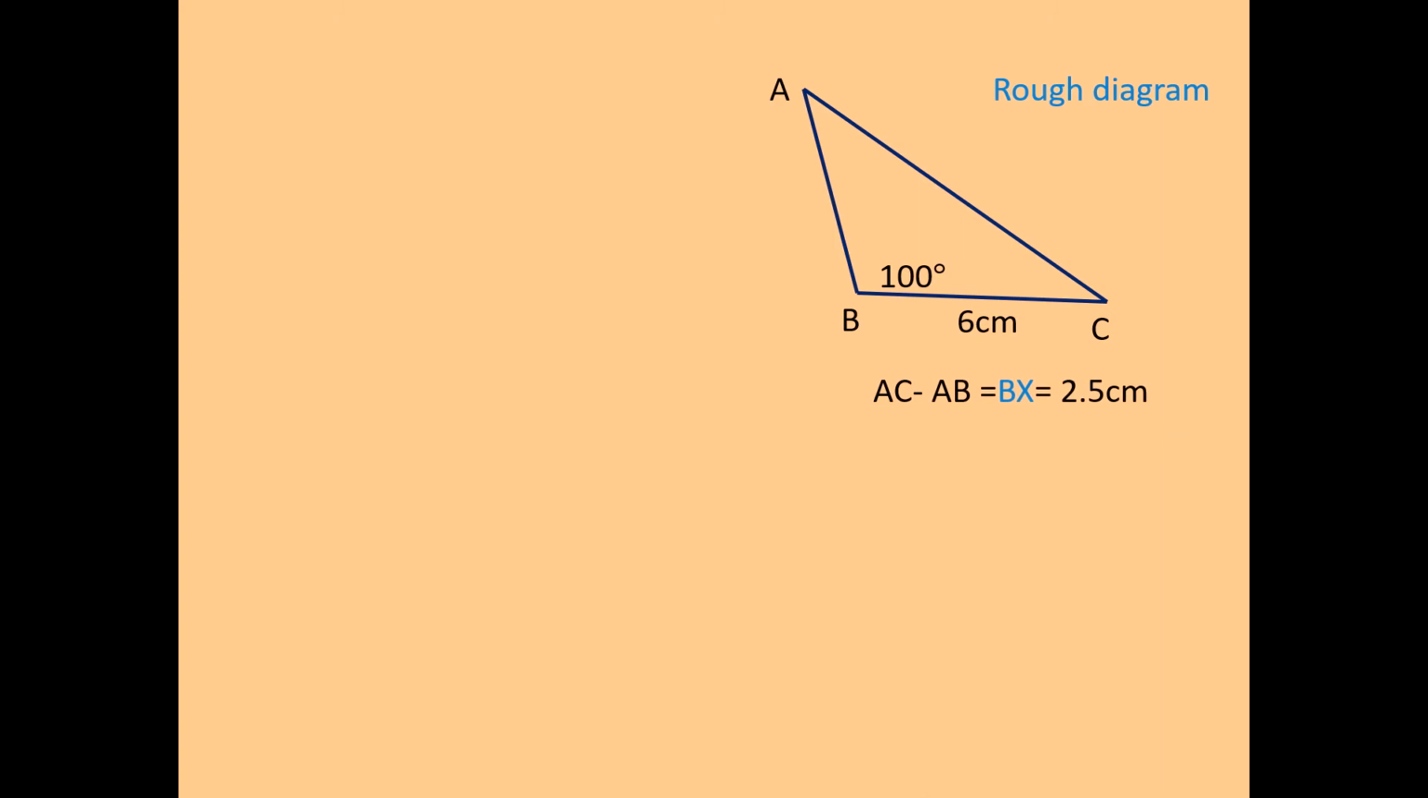Let us see it diagrammatically with the PPT. So we'll draw a rough diagram of triangle ABC where BC is 6 centimeter, angle B is 100 degrees, and AC minus AB we are taking as BX, which equals 2.5 centimeter. This information of the triangle is given to us and we have to construct it. As you have seen previously, we will take the steps which will help you to do the construction in your notebook.